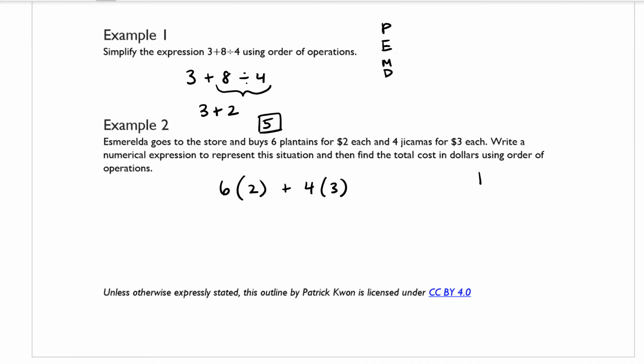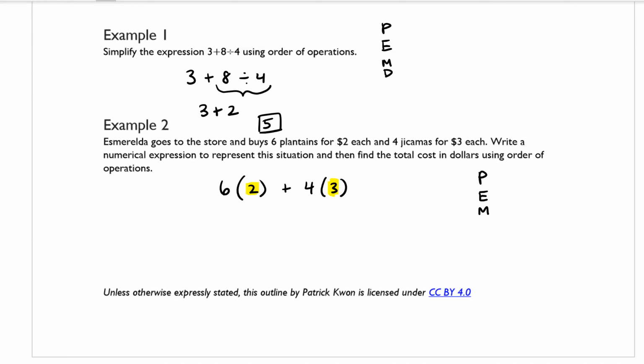So going down the list again, we're looking for parentheses. Now, we look inside the parentheses and there's no operations happening within the parentheses. These parentheses are just indicating multiplication. There's no operations happening within them. So we can go ahead and move on to our next operation, which is exponents. There are no exponents here, so I'm going to go ahead and move on to multiplication.